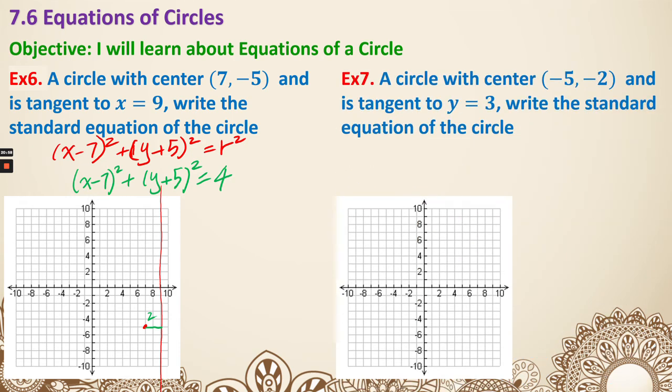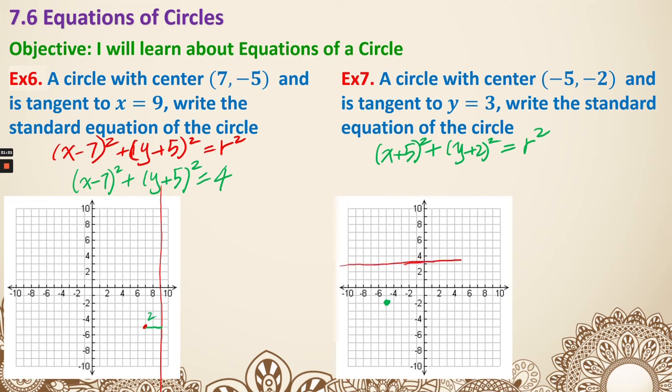Next, example 7. Same idea. The center of the circle is -5, -2, right there. I'm going to write my initial equation. -5 opposite, so x plus 5 squared. Opposite of -2, y plus 2 squared equals r squared. Now I need to know where y equals 3 is. y equals 3 is actually right here.